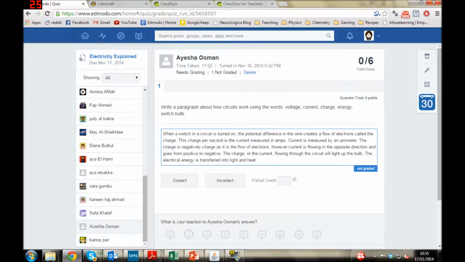So this bit here obviously is a bit mistaken, and you've corrected yourself here. Current is measured by an ammeter, correct?